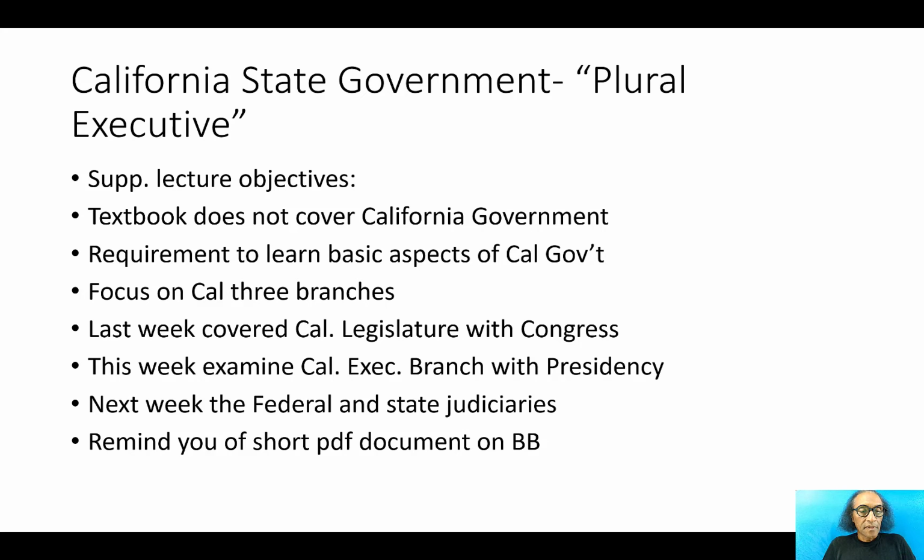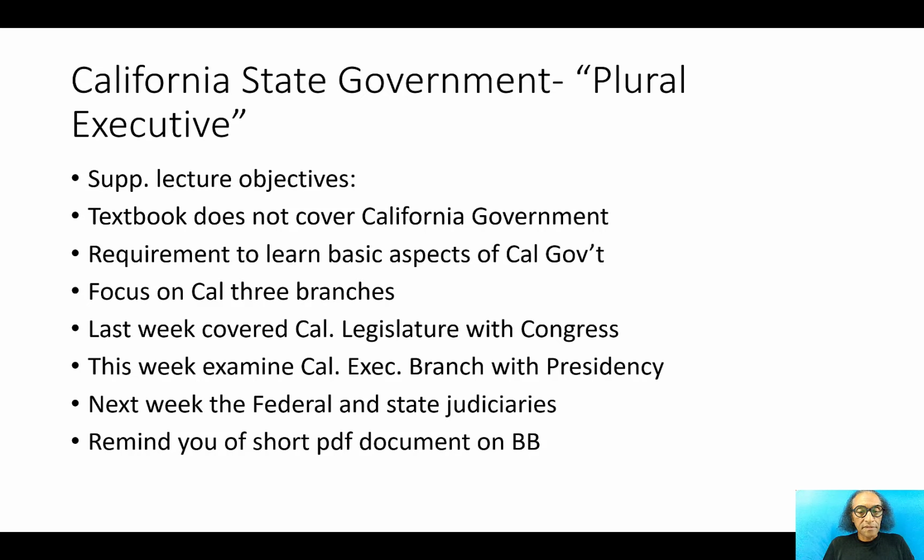As you know, and I've mentioned previously, the textbook does not cover California government at all. I would have had to order a separate book, but given the circumstances that we have, that would have been exceedingly cumbersome. And so what I've done is to extract and focus on the three branches of state government, and then in a comparative way discuss the three branches of national government with state government.